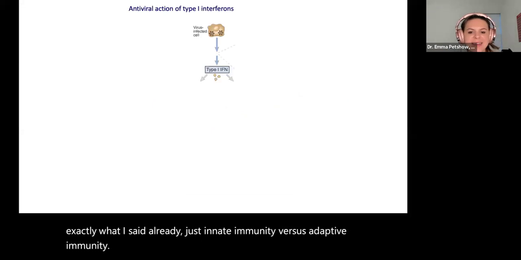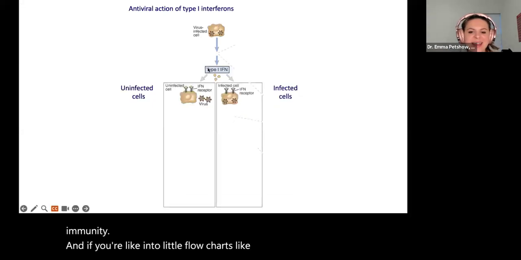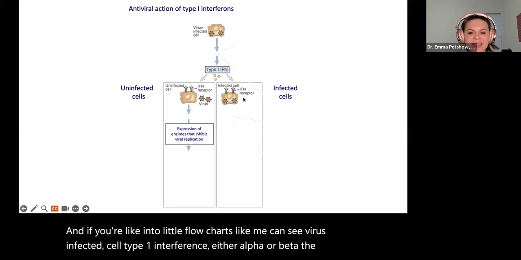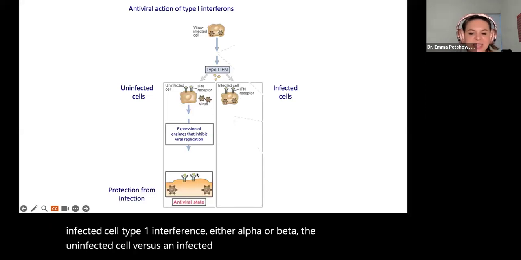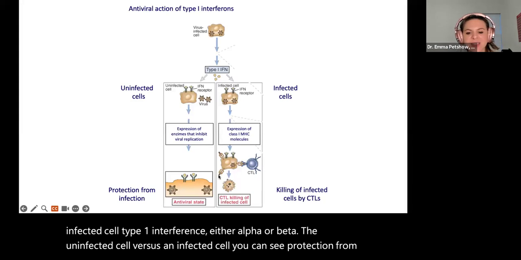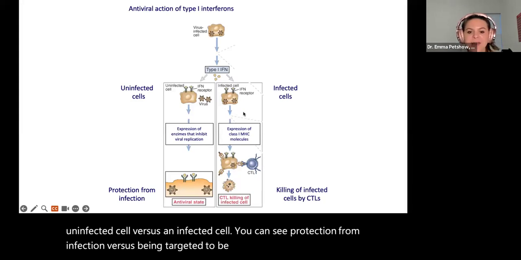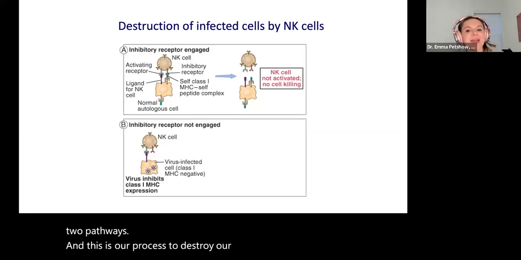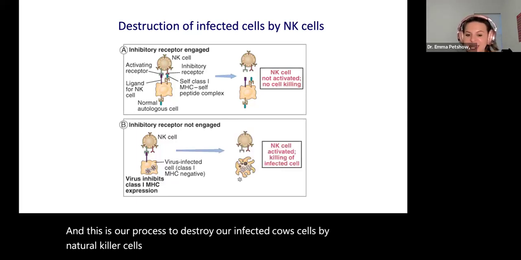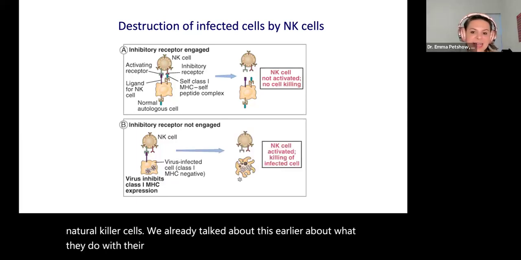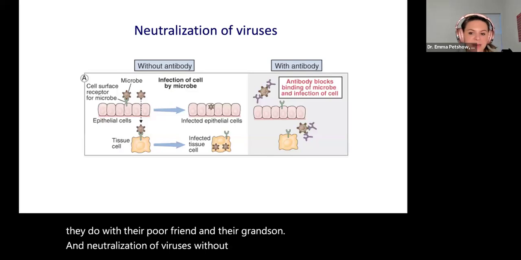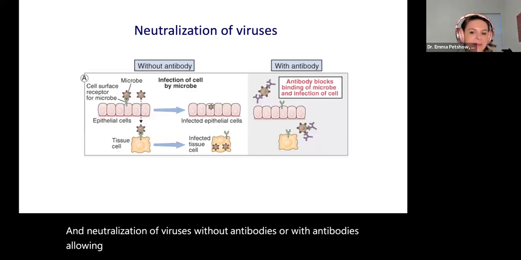And if you're into little flow charts like me, you can see virus infected cell, type 1 interferon, so either alpha or beta, the uninfected cell versus an infected cell. You can see protection from infection versus being targeted to be destroyed. So these are two pathways. This is our process to destroy our infected cells by natural killer cells. We already talked about this earlier, about what they do with their perforin and their granzyme. And neutralization of viruses without antibodies or with antibodies, allowing for binding of the microbe and the infected cell to target it for destruction.